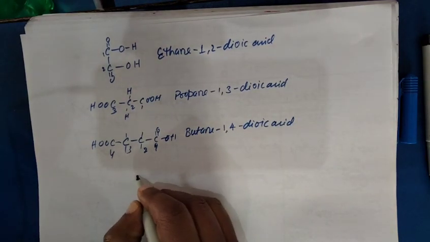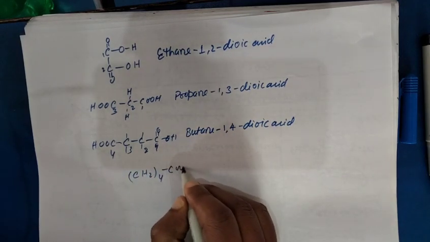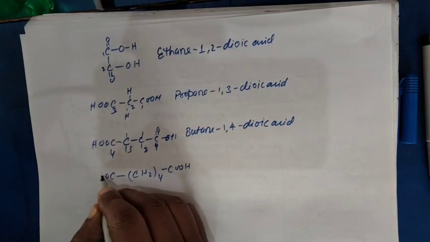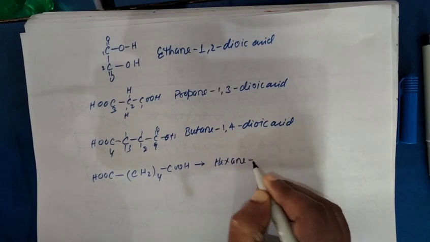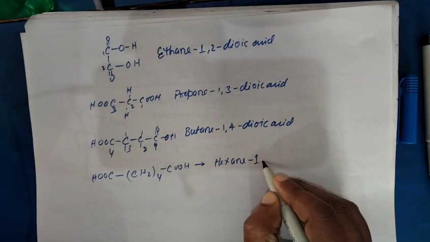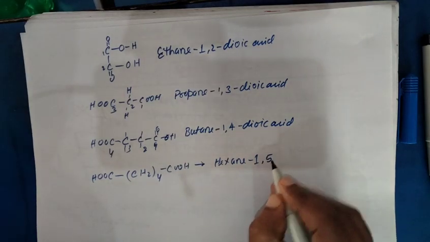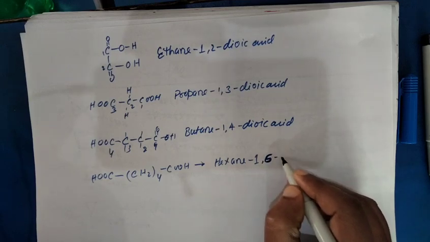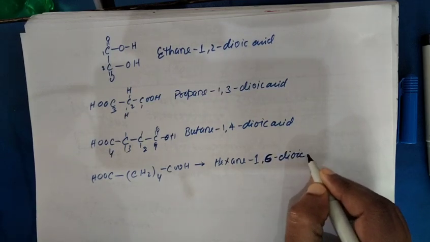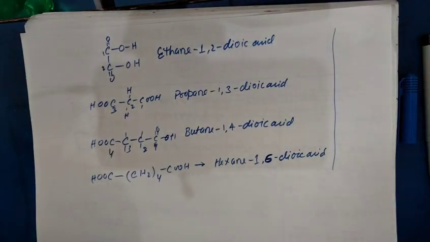Likewise, 4 carbon here, and then COOH, and then COOH. So simply it is hexane 1, 6, sorry, 1, 6 dioic acid. So in this manner you have to provide the name.